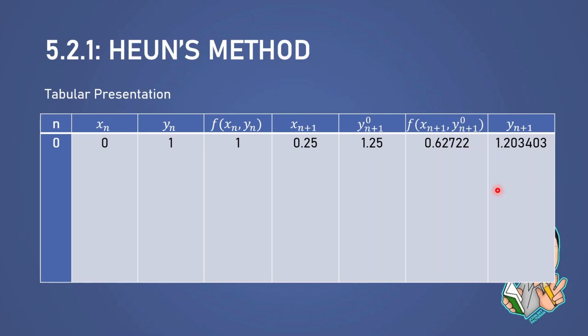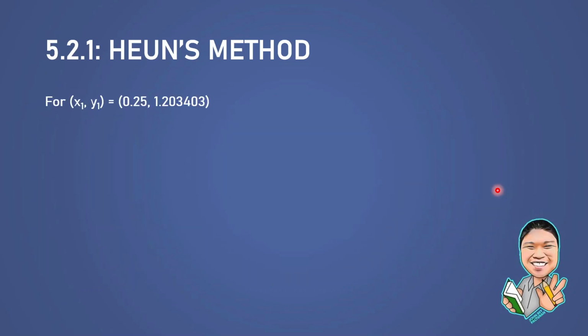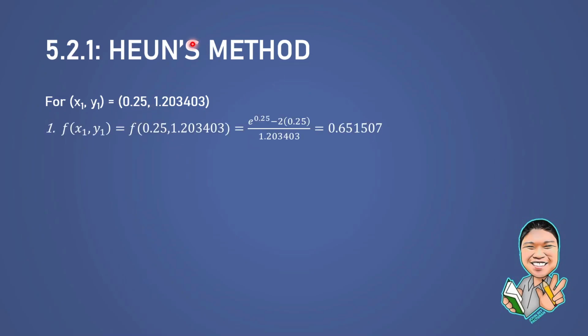So, syempre, dun ka na sa another step. Uulitin mo lang yung steps 1 to 5. So, considering the new point na 0.25, 1.203403. So, ito na yung i-consider nyo. So, step 1, hanapin natin yung value ng function. Ang sagot is 0.651507. Kayo na lang mag-substitute ditong 0.25 saka 1.203403. Okay? Then, yung step 2, hahanapin na natin yung bagong value ng x, which is x sub 1 plus h. So, literal, 0.25 plus 0.25 is equal to 0.5.